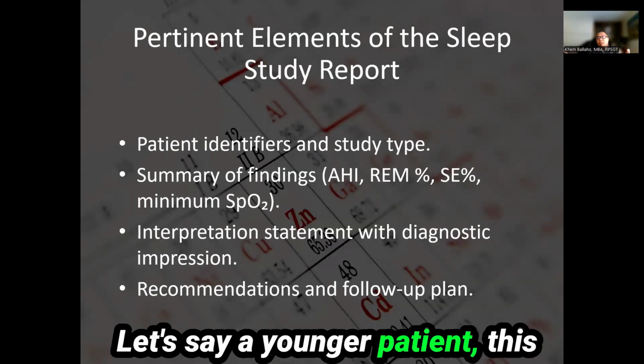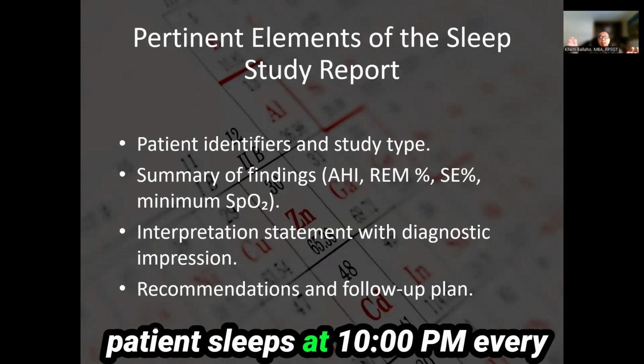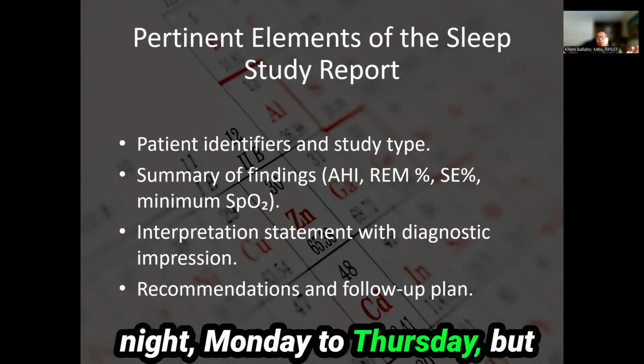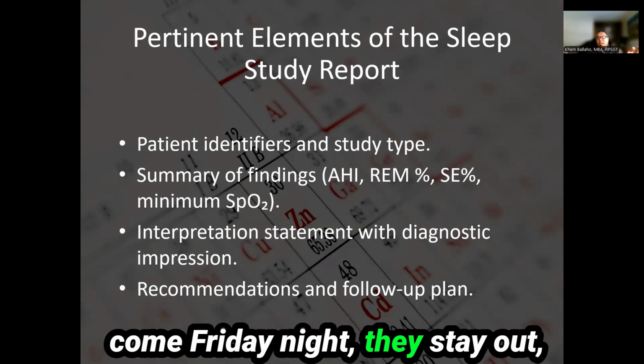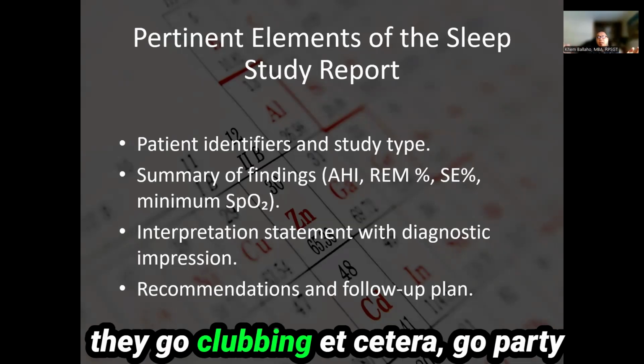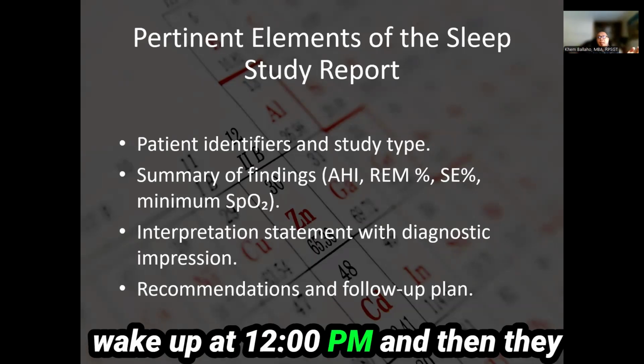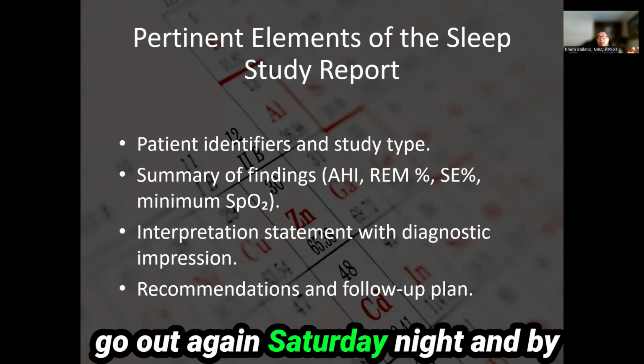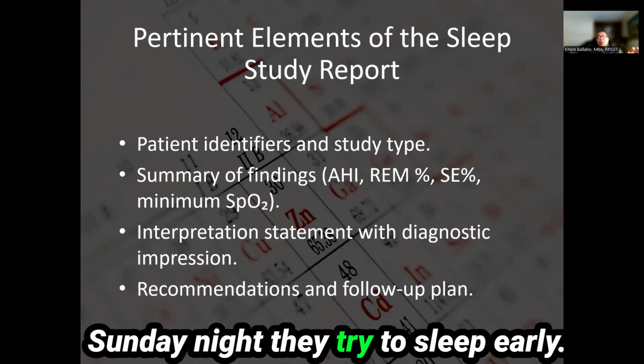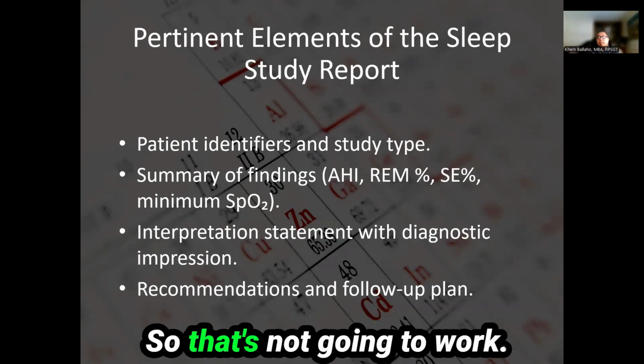Let's say a younger patient. This patient sleeps at 10 p.m. every night, Monday to Thursday, but come Friday night, they stay out. They go clubbing, etc., go party until 4 a.m. Then they go to bed, wake up at 12 p.m., and then they go out again Saturday night. And by Sunday night, they try to sleep early. So that's not going to work.